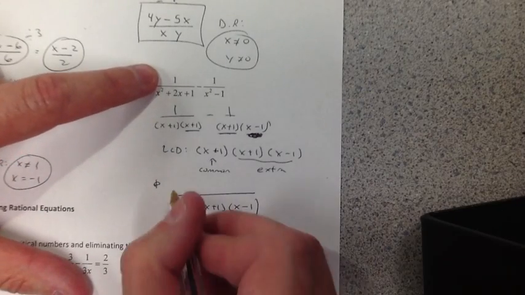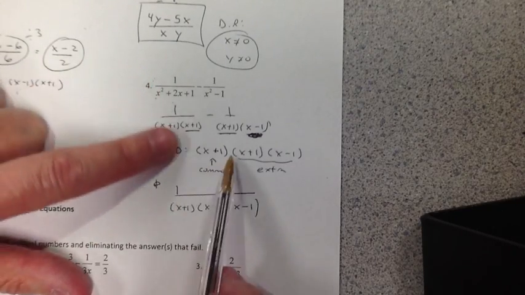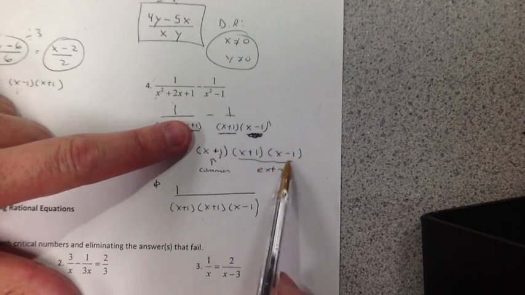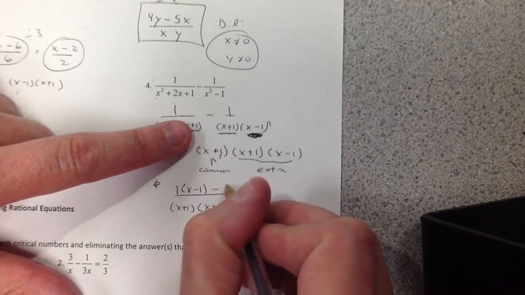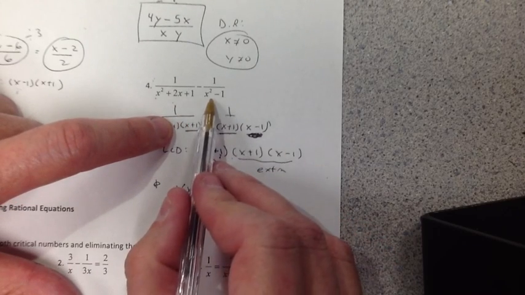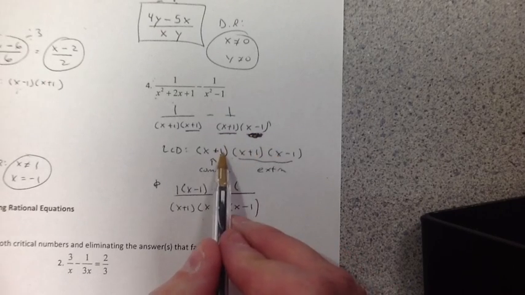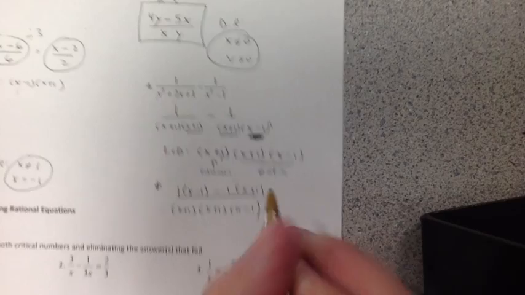Now my top is very easy. Now take a look here. The x squared plus 2x plus 1 has both the x plus 1s. What's it missing? The x minus 1. So I take this 1, multiply it by x minus 1, minus 1. Now the x squared minus 1 has the x plus 1, x minus 1. It's missing another x plus 1. So that's what I got to multiply by.